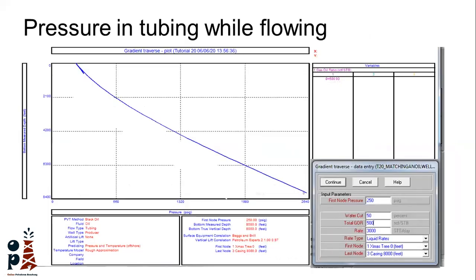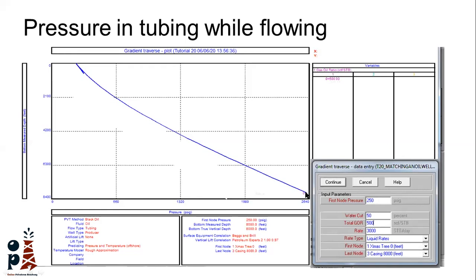So here I wanted, using Prosper, to show you what's happened. This is a well. I have the wellhead pressure, the first node pressure. Wellhead pressure is 250, and the water cut, and gas oil ratio, and I have the rate. So as we see, you can go from here or there, but I will go from here.